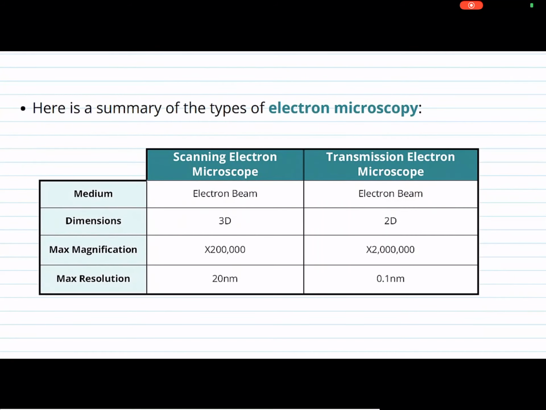Here's a table to summarise the two types of electron microscopes: scanning electron microscopes and transmission electron microscopes. They both use an electron beam. Scanning can give us a 3D image, but transmission is 2D. But the 3D images are of a magnification of just times 200,000. The 2D image, although it is only 2D, can be 2 million times magnification. The resolution on the 3D one is also lower at 20 nanometers, but on the transmission electron microscope it's 0.1 nanometers, so a lot more magnification and a lot more detail.